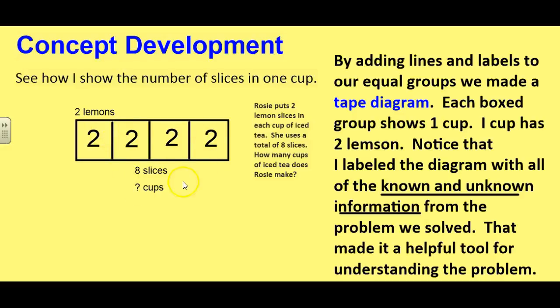And then at the bottom of a tape diagram, we're always going to label what the whole tape diagram stands for. And we label it with what we know and what we don't know. So from this problem right here, we knew that there was going to be a total of 8 slices, but what we didn't know, and that's where you get the question mark from, was how many cups Rosie was going to have. So we did not know that from the beginning, but once we worked it out, we figured out that she was going to have 4. So one thing that we're going to work on these next few lessons is drawing tape diagrams correctly and labeling them correctly so that they match the problem that we're working with.